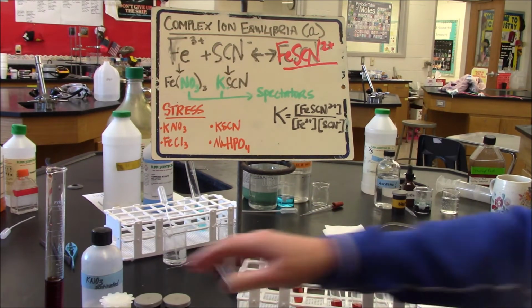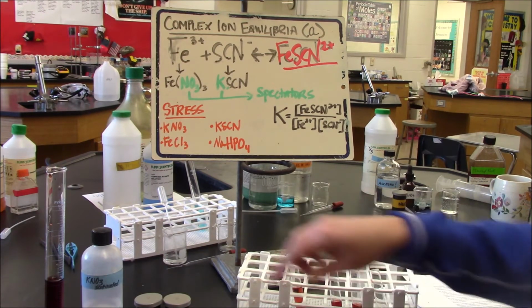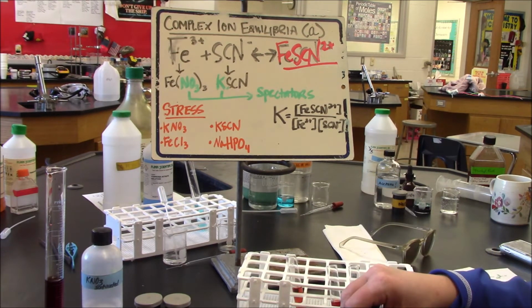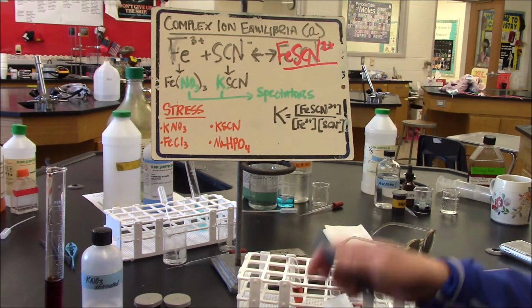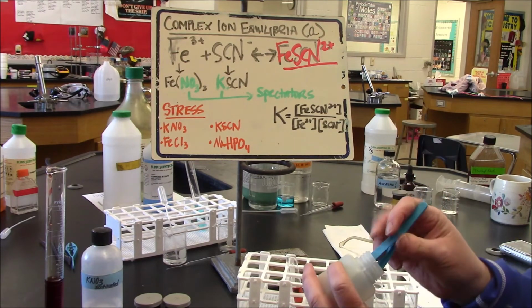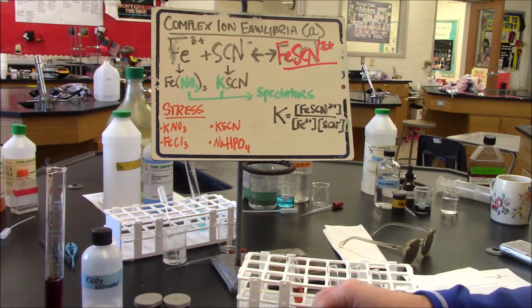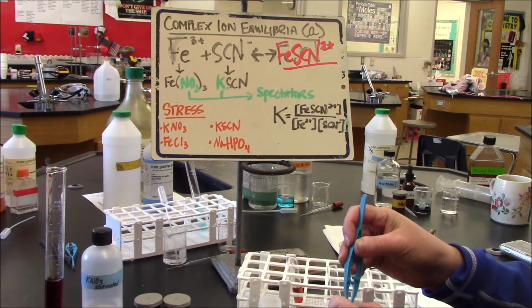Next, what I'm going to do is add solid crystals of iron 3+ ions. So let's see here. It's in the form of iron 3 chloride, but really any iron compound will do. Let me get some of these out here. Not too much. Okay. So I don't know if you can see this.